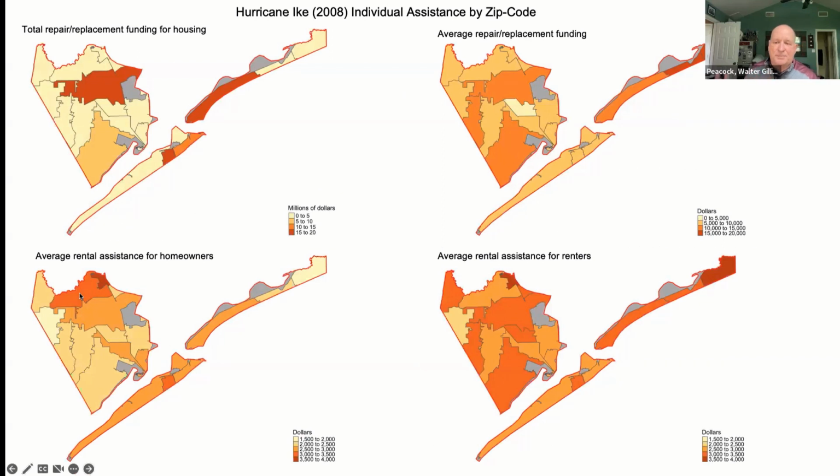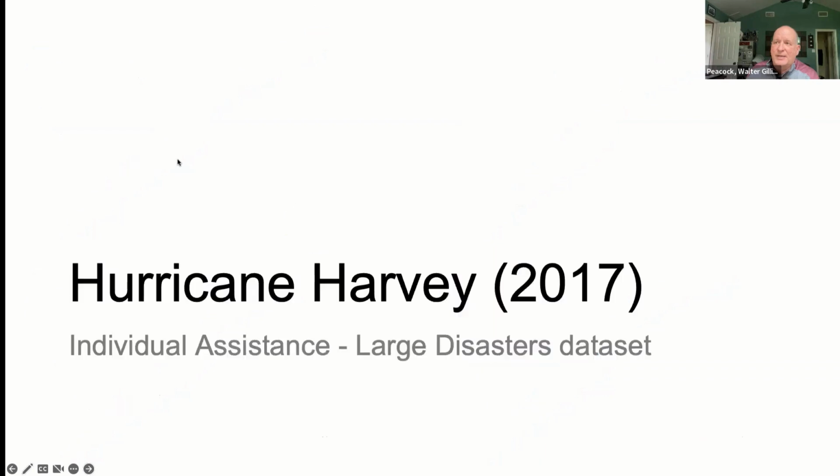This is then the data that we can place spatially. So this represents the total repair funding for housing that went into each of the zip code areas. This gives you the average repair and replacement funding for each of the zip code areas, the rental assistance for homeowners in those areas, and the rental assistance for renters in those areas. So you can see that much of that funding went into the island, but there were also substantial proportions that went into other areas of the county as well.